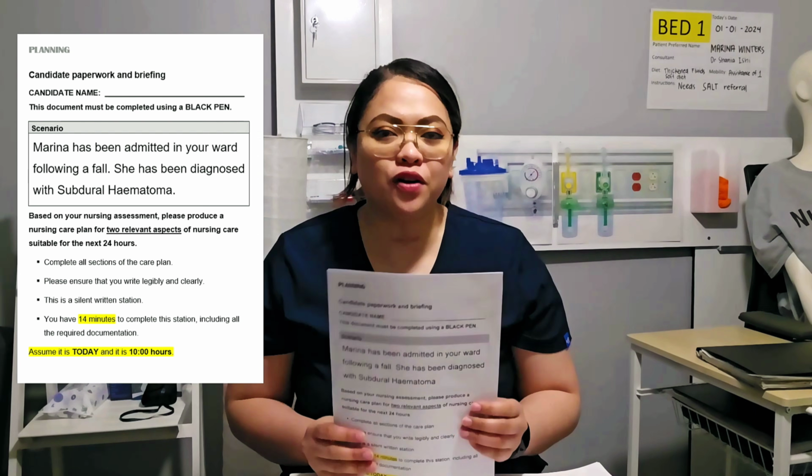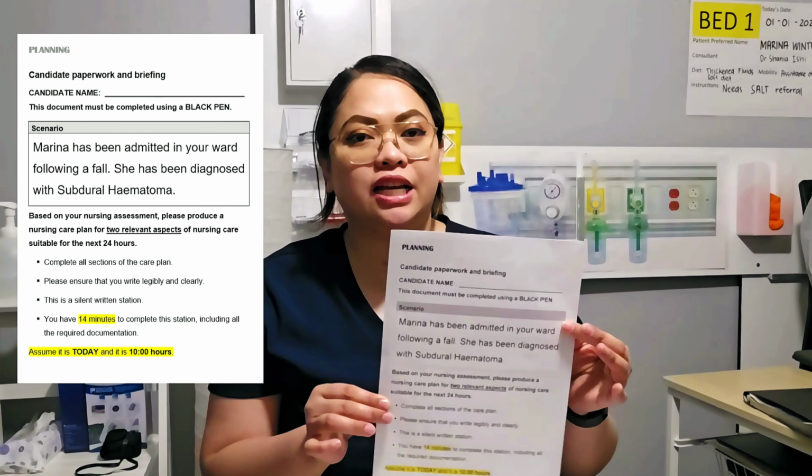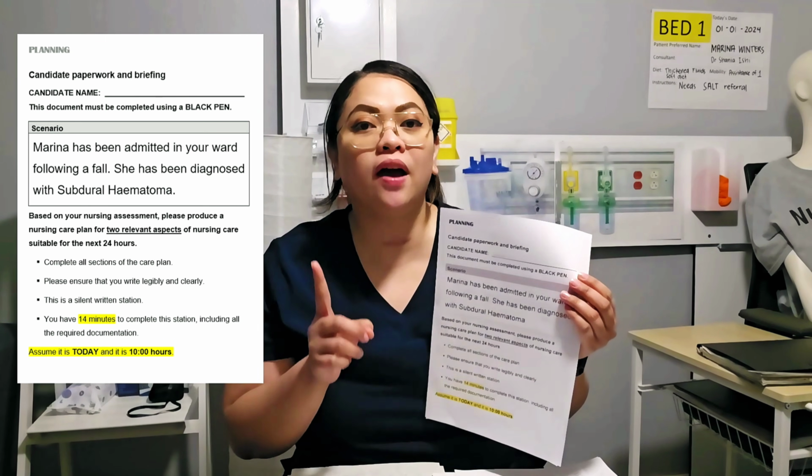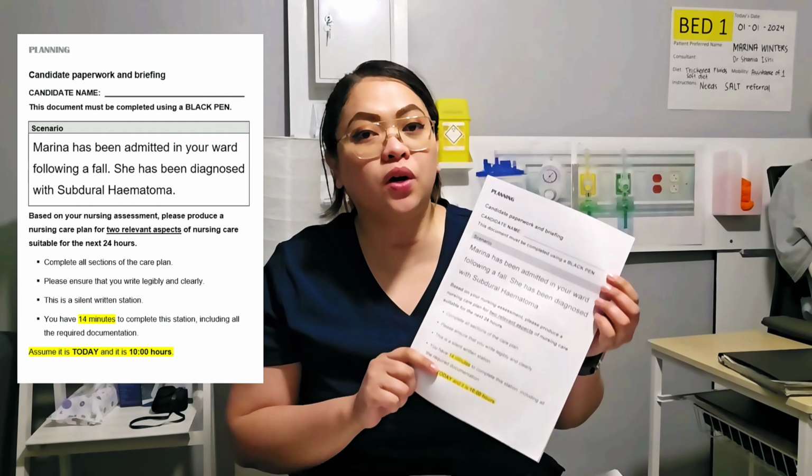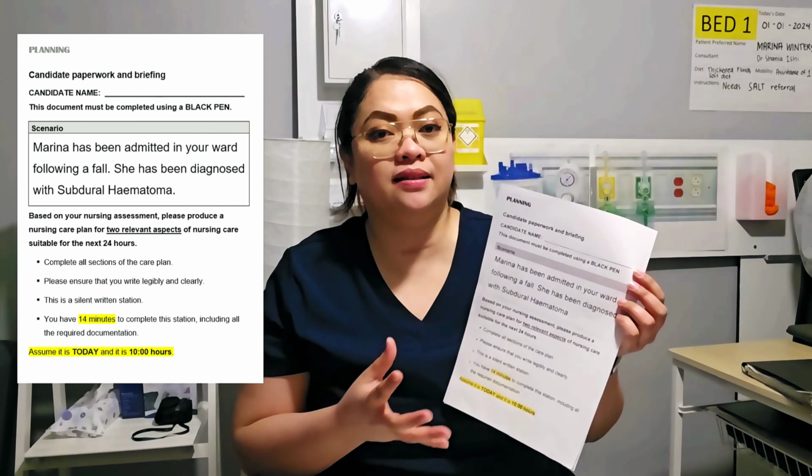In the planning, you will be given a planning scenario. It looks like this. Okay? I'm gonna flash it on the screen if you could just have a look. The first page of the planning documentation is the scenario in which you have to read carefully. You need to understand what's going to happen, okay?